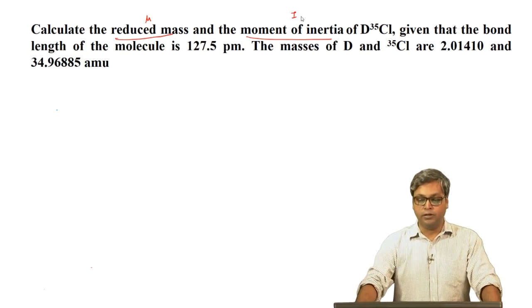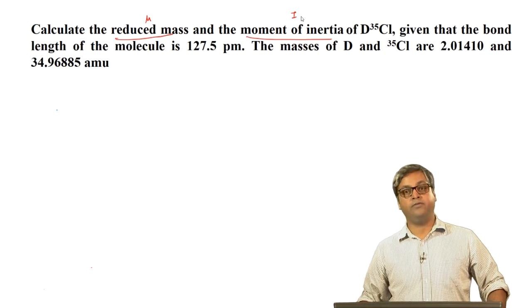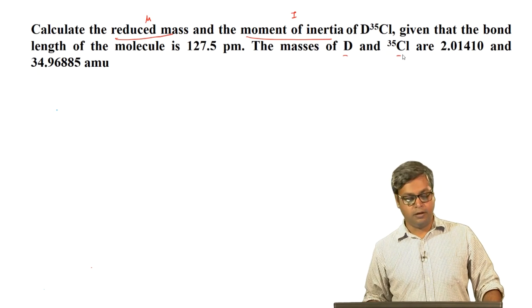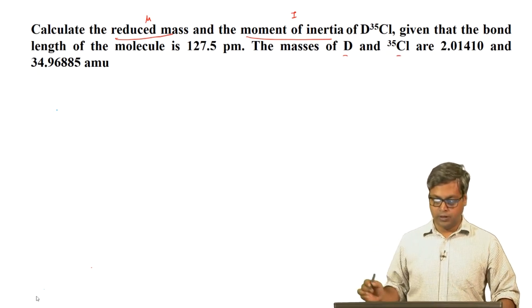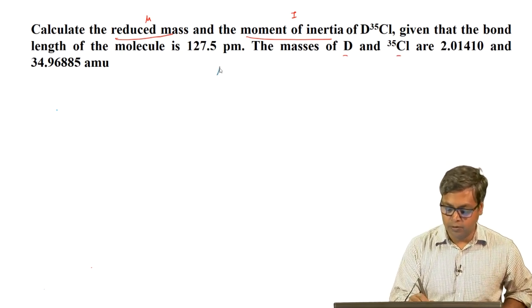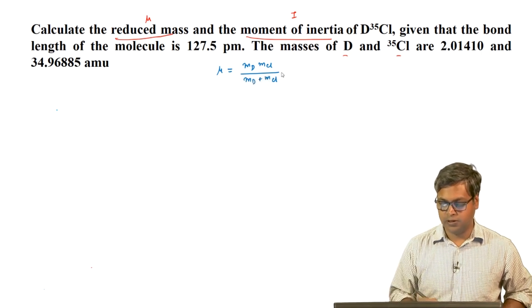So, given the bond length of the molecule is 127.5 picometer, the masses of D and Cl are also given. So, first let us find out the reduced mass. We know mu equals mass of D times mass of Cl divided by mass of D plus mass of Cl.